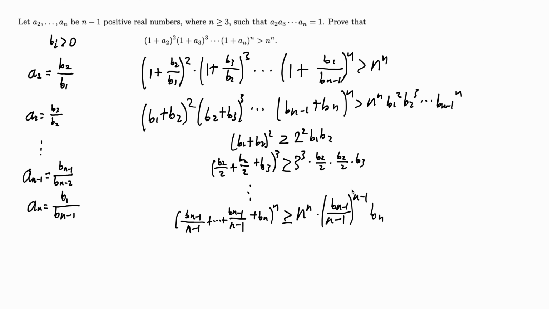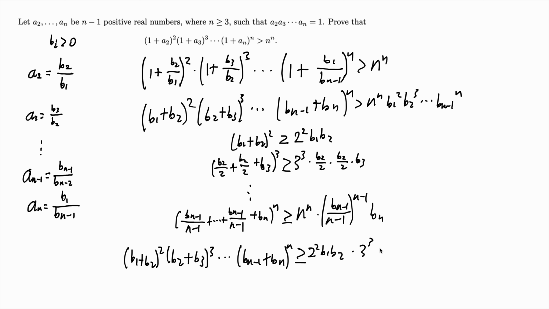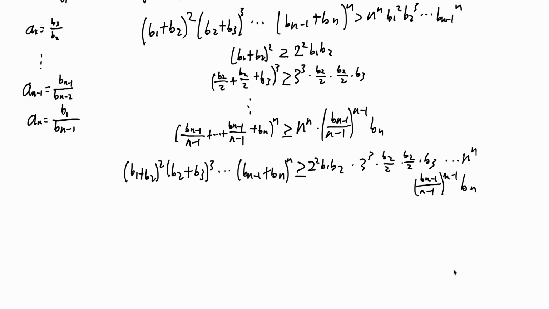This is true by the AM-GM inequality, and let's multiply all of them. If we multiply them, we will obviously have b sub 1 plus b sub 2 squared, b sub 2 plus b sub 3 cubed, this thing greater than or equal to 2 squared, b sub 1 b sub 2, 3 cubed times b sub 2, all the way up till n to the power of n times n minus 1, b sub n. Now let's simplify this.